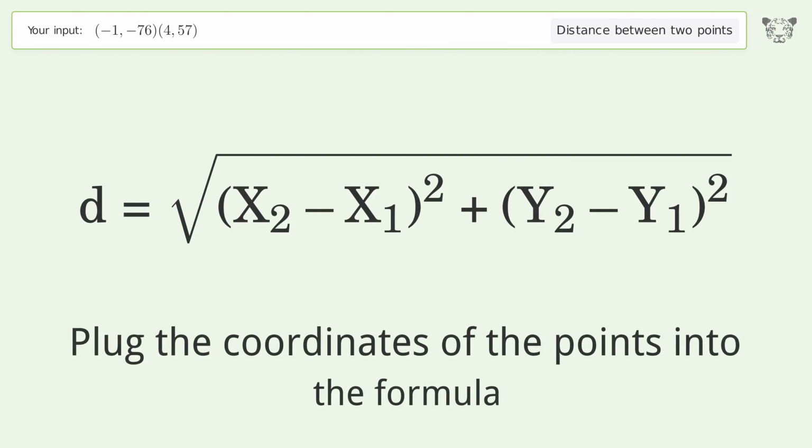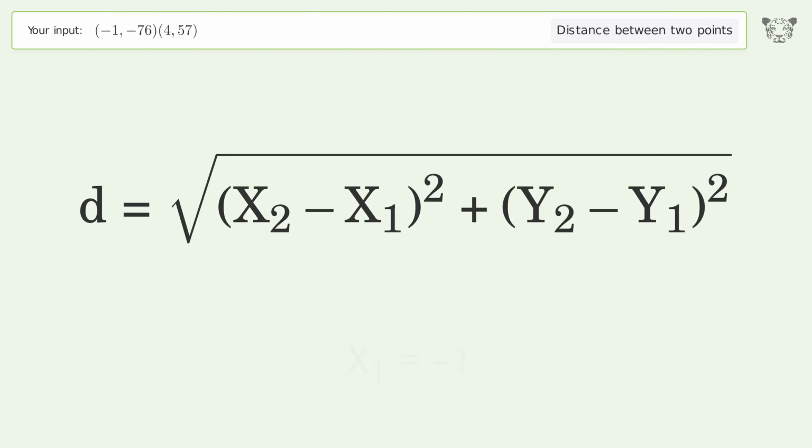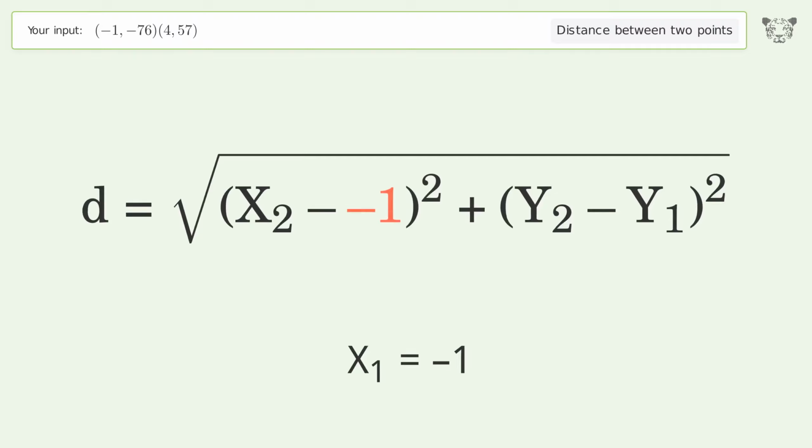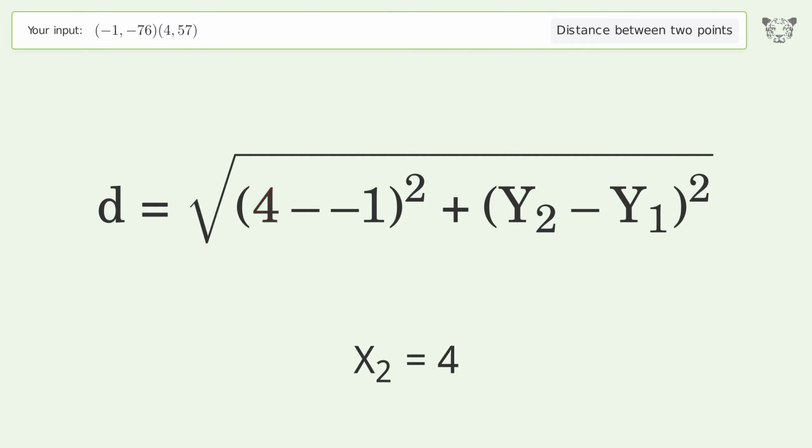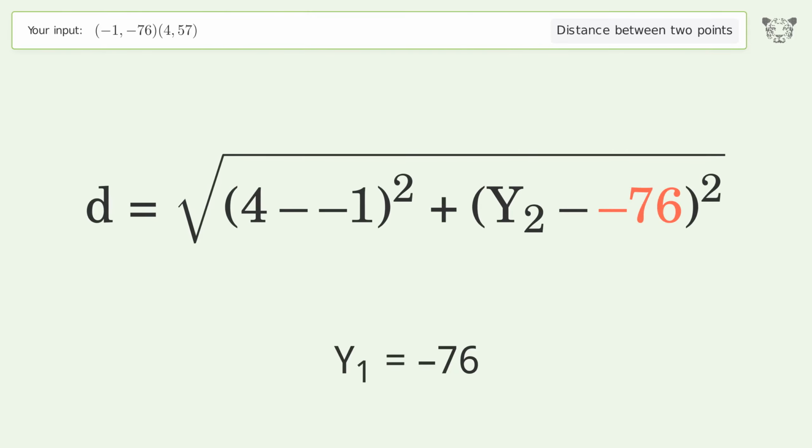Plug the coordinates of the points into the formula. x1 equals -1. x2 equals 4. y1 equals -76. y2 equals 57.